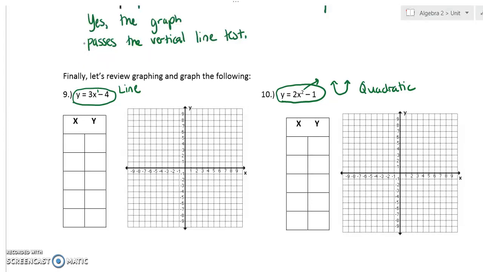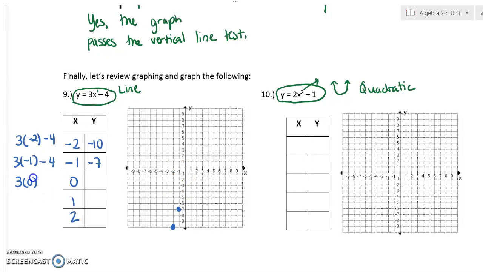So what I'll do is I'll plug in some negatives, some zeros. So I'll do -2, -1, 0, 1, and 2 just to see if I can get an idea what the graph looks like, and I substitute it in. So 3 times -2 minus 4, well, that gives me -10. So here's my first point, -2, -10. 3 times -1 minus 4, that's going to give me -7. So I'll plot -1, -7.